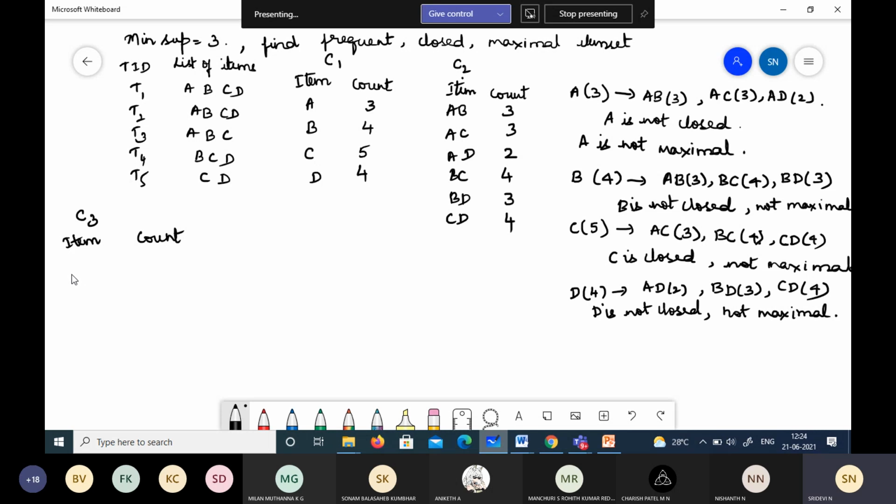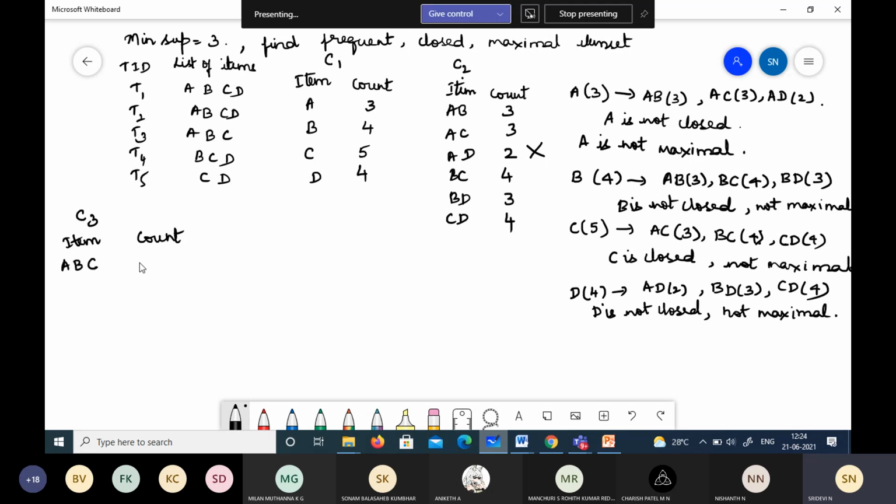Okay. So what are the item sets I can form here? From this, I should not take this into account, isn't it? Because it has support count less than 3. So I'll move on to the next by forming 3 items, ABC.